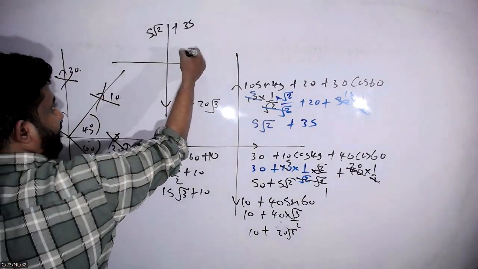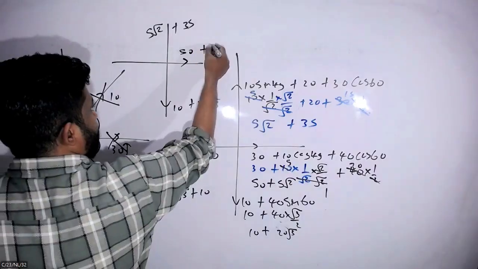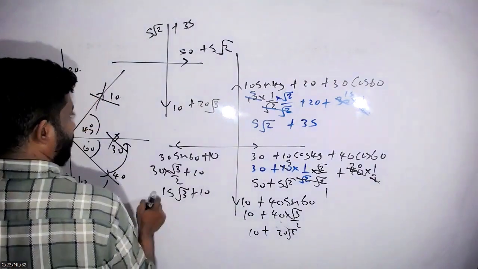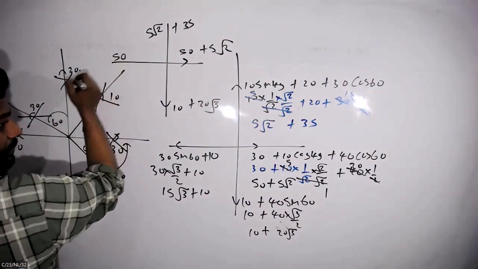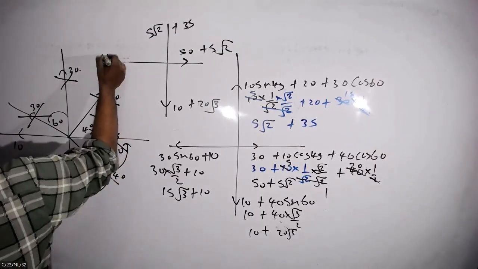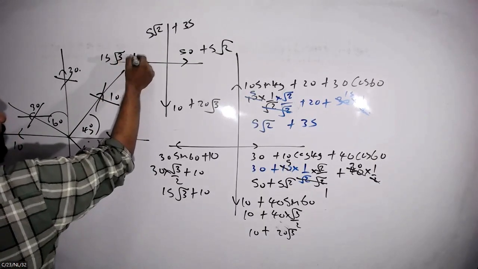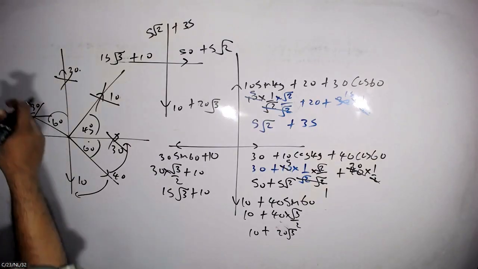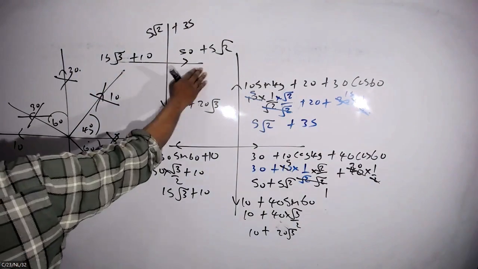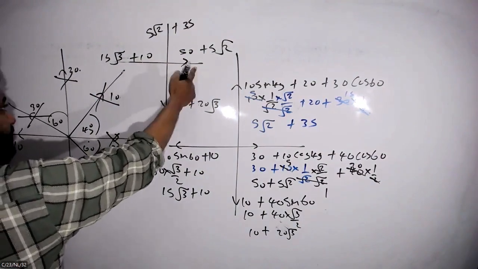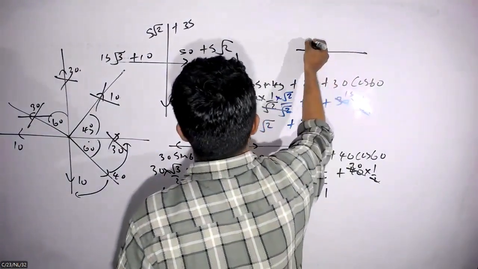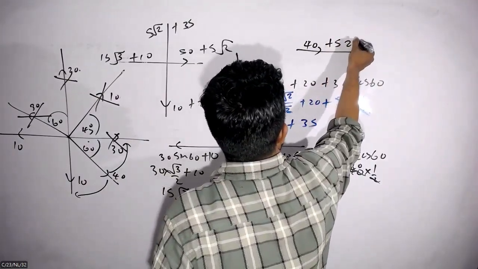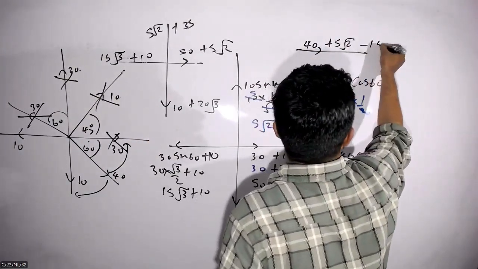This one is 50 plus 5 root 2. This one is 15 root 3 plus 10. Then what should be the component? You need to consider x and y component. These are acting opposite direction, no? Then you can consider the difference. 50 minus 10, 40 plus 5 root 2 minus 15 root 3.